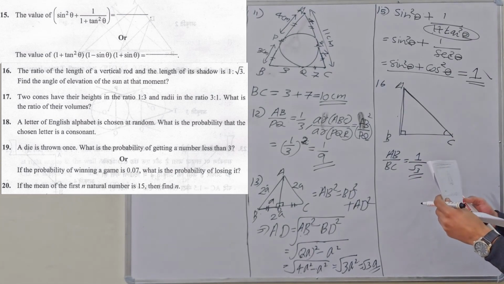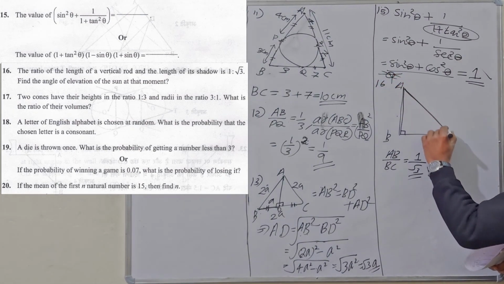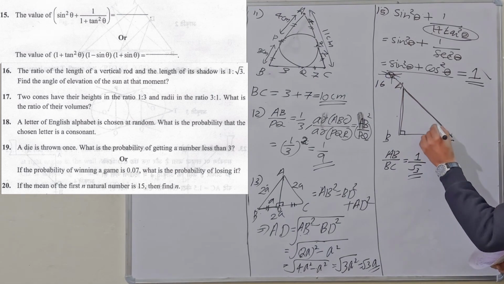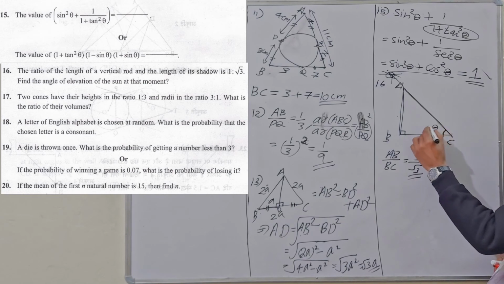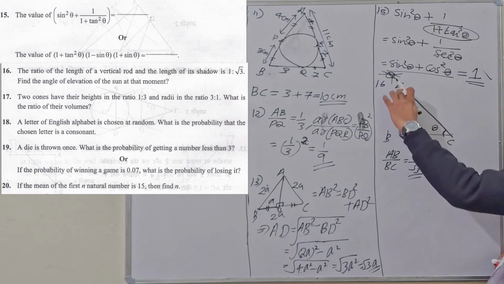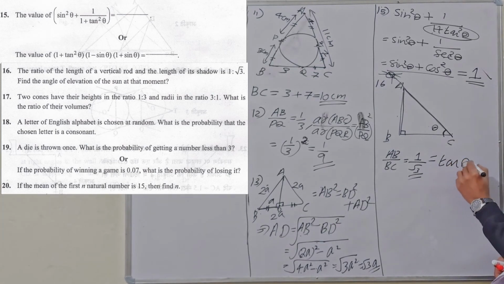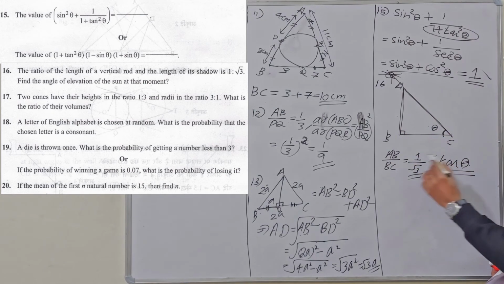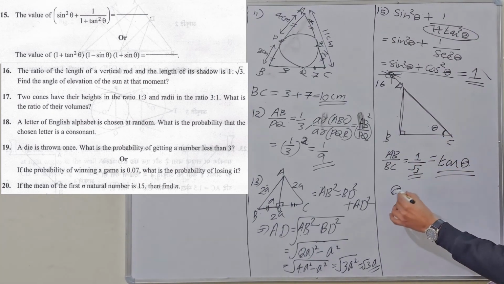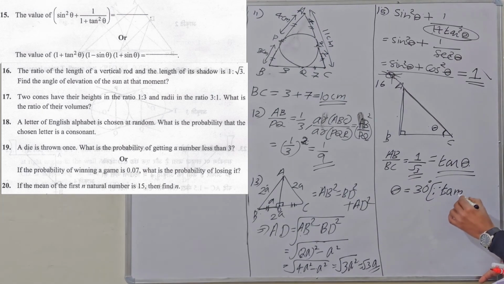What is the question? Find the angle of elevation of the sun at that moment. Suppose here it is the sun, we are imagining that this will be the angle of elevation of the sun. Clear? Theta. So here this AB by BC is actually the side opposite to this angle by the adjacent side. That means this is actually tan theta. The ratio is actually tan theta. Clear? So if tan theta is equal to 1 by root 3, then obviously theta is equal to 30 degree, since tan 30 is equal to 1 by root 3.